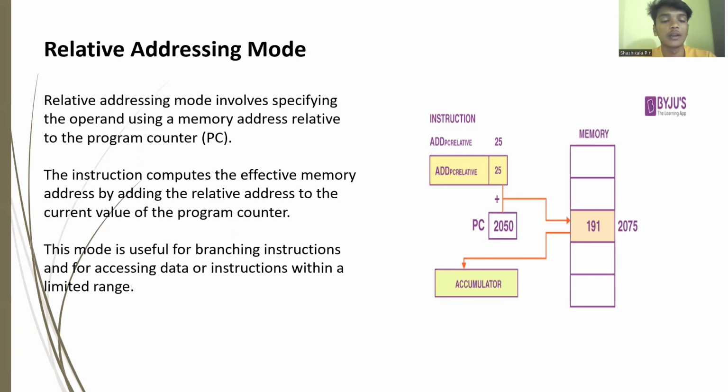Relative addressing mode. Relative addressing mode involves specifying the operands using a memory address relative to the program counter. The instruction computes the effective memory address by adding the relative address to the current value of the program counter. This mode is useful for branching instructions and for accessing data or instructions within a limited range.